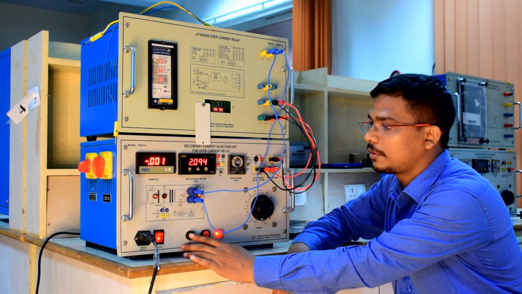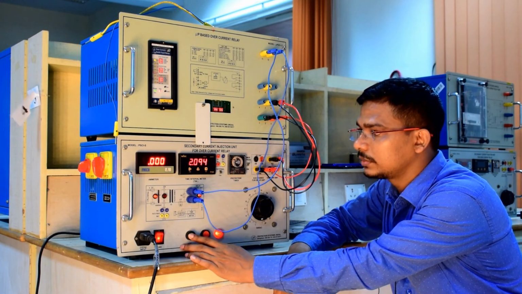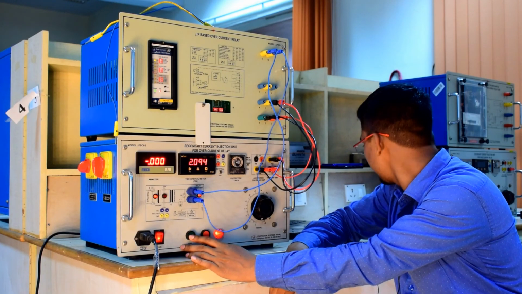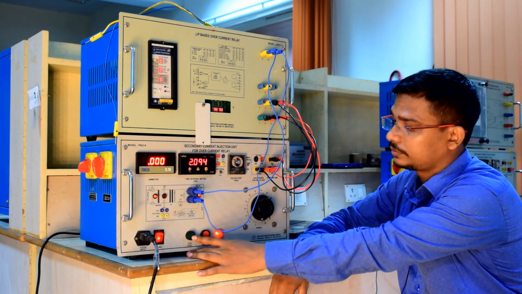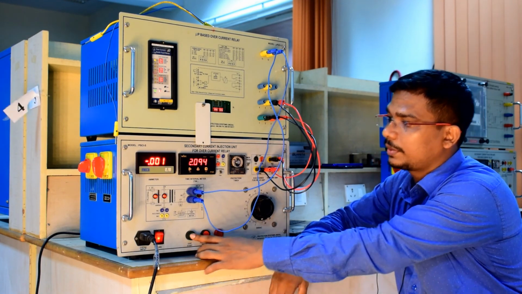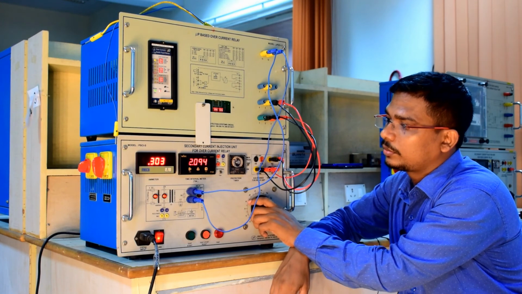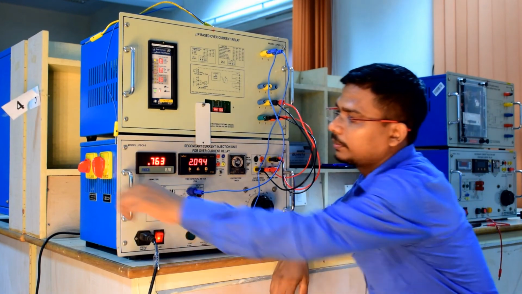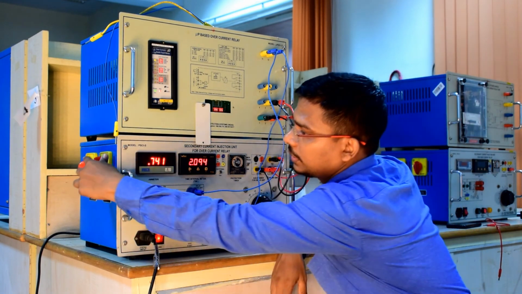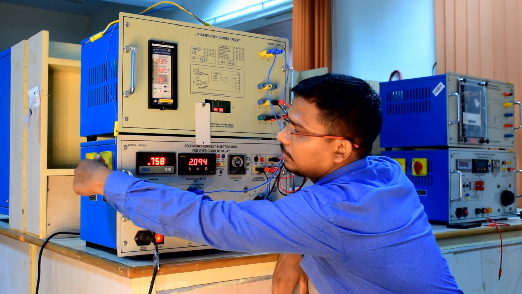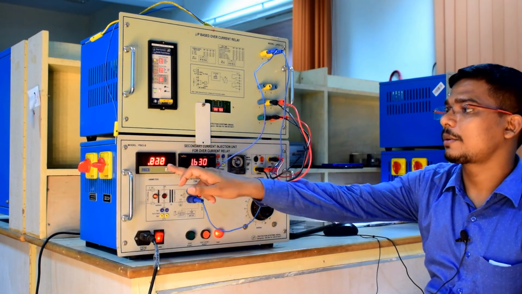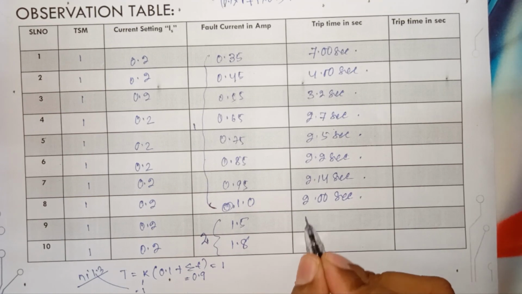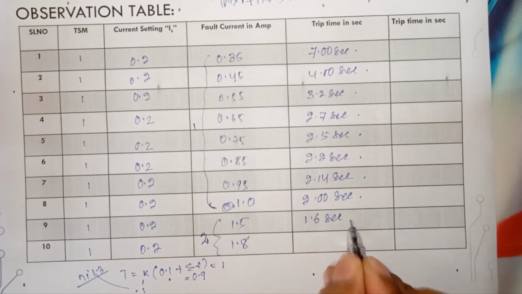So right now I will turn on this one, and for 1.5 how much do we have to see? 0.75. Reset. So we just have to see 0.75, 0.65, 0.75. So a little bit less. Okay. So 0.75 applied, we got 1.6 seconds as the tripping time. For 1.5 ampere current, we are getting 1.6 seconds.